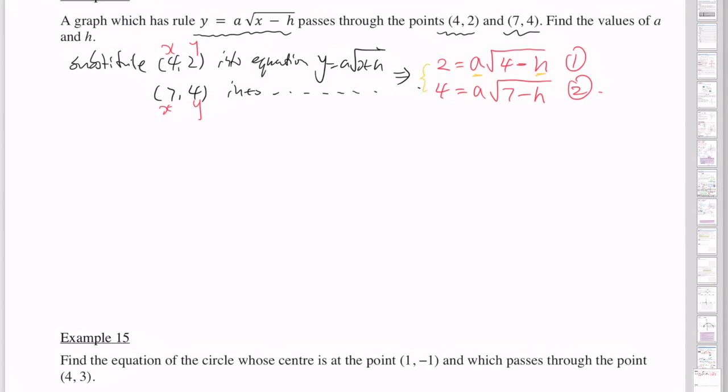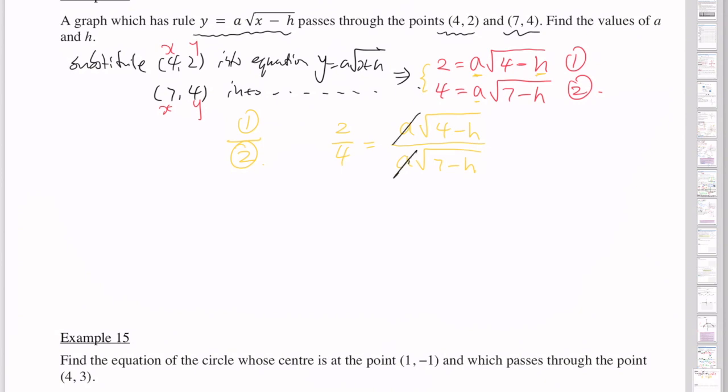So in this one, you see here a and a. How do we get rid of that a? What we can do is use equation 1 divided by equation 2. So focus on the left hand side of these two equations. 2 over 4, so we will have 2 over 4. We're going to do the same thing on the right hand side. Everything for equation 1 is on the numerator, a times square root of 4 minus h. Now divided by the whole lot on the right hand side of equation 2, so a times square root of 7 minus h. Now you see why we divide, because in this way we can cancel out a.